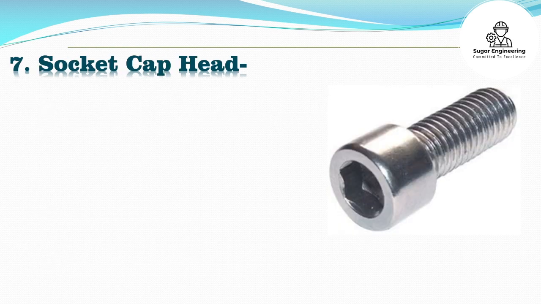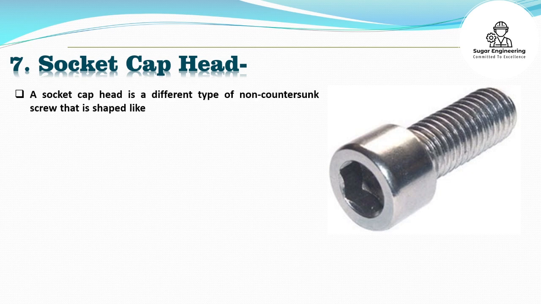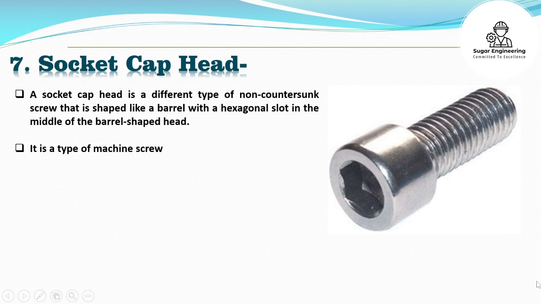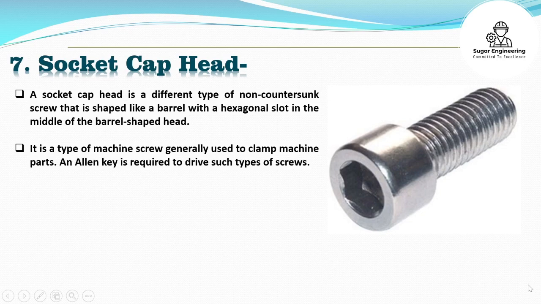7. Socket cap head. A socket cap head is a different type of non-countersunk screw that is shaped like a barrel with a hexagonal slot in the middle of the barrel-shaped head. It is a type of machine screw generally used to clamp machine parts. An Allen key is required to drive such types of screws.